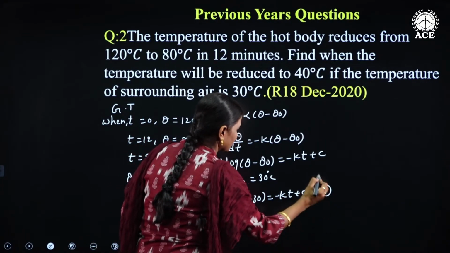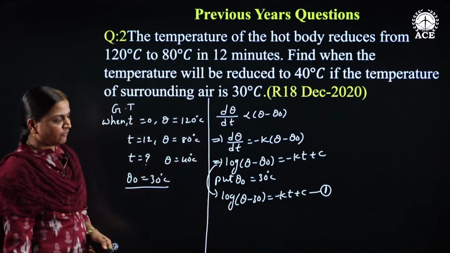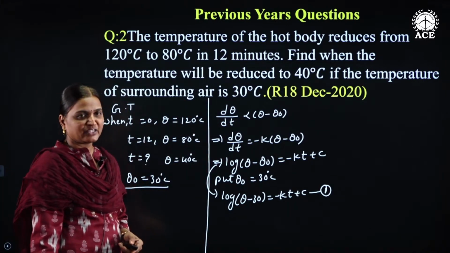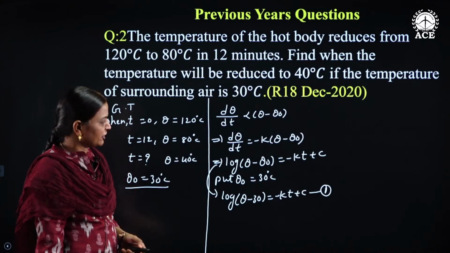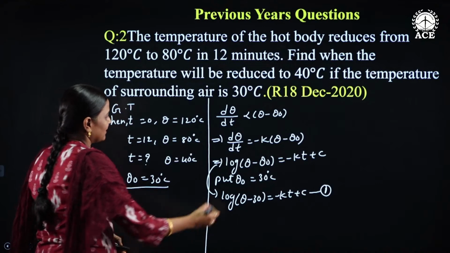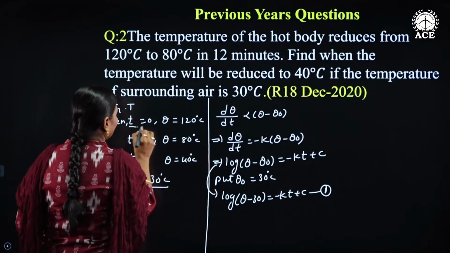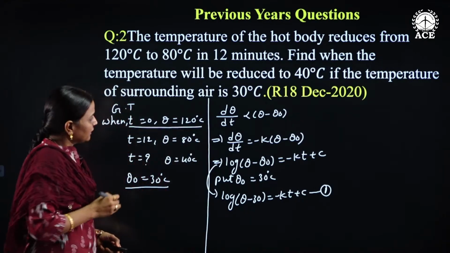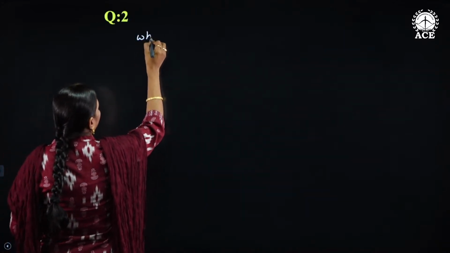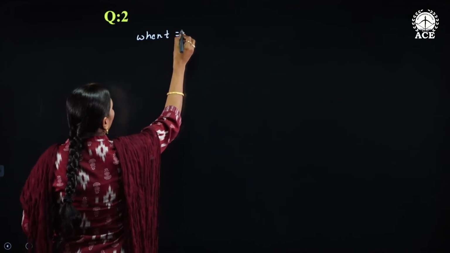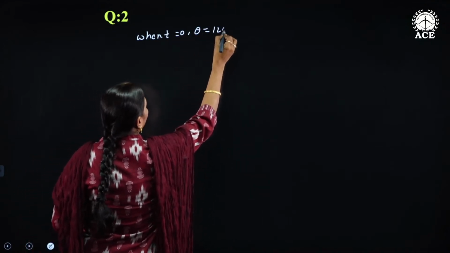Let us take this as equation number 1. Now in equation 1 we have two constants. One is the integral constant, one is the proportional constant. Find those two constant values one by one. So first to find the C value, when t is equal to 0, theta is equal to 120.